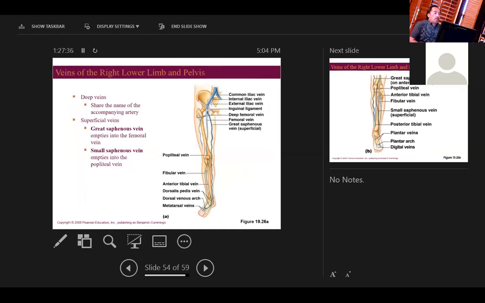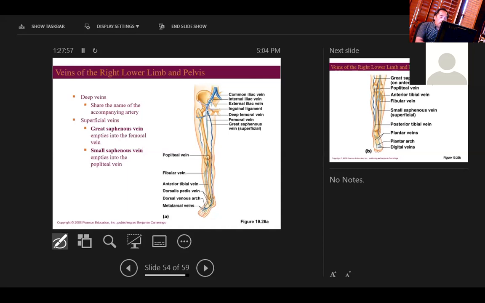Right. So let's now look at the vessels on the limbs. Okay. So we actually finished the vessels on the arm, and they follow the same as the arteries. The same thing goes for the vessels on the leg. They follow the arteries, except for two superficial veins that you'll see here.